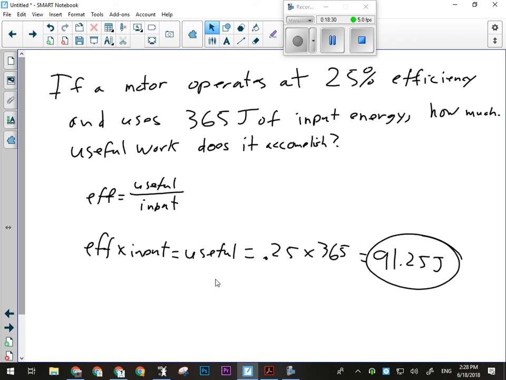I would say don't expect anything more complicated than that probably on your test, and it would only be in the multiple choice part of the test anyway. There's very, very little on efficiency on your final exam.